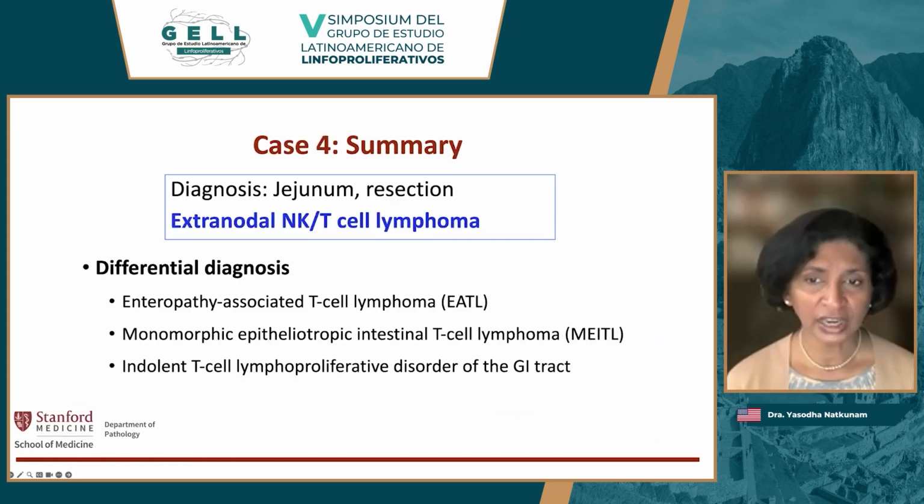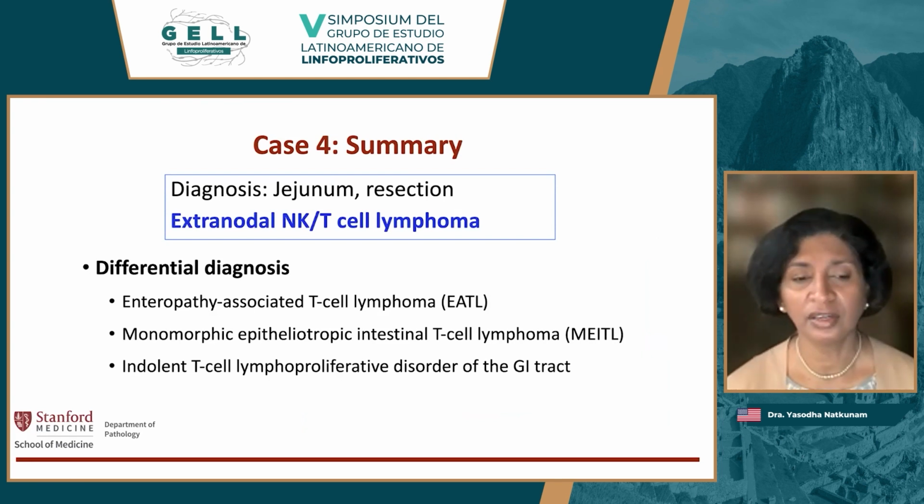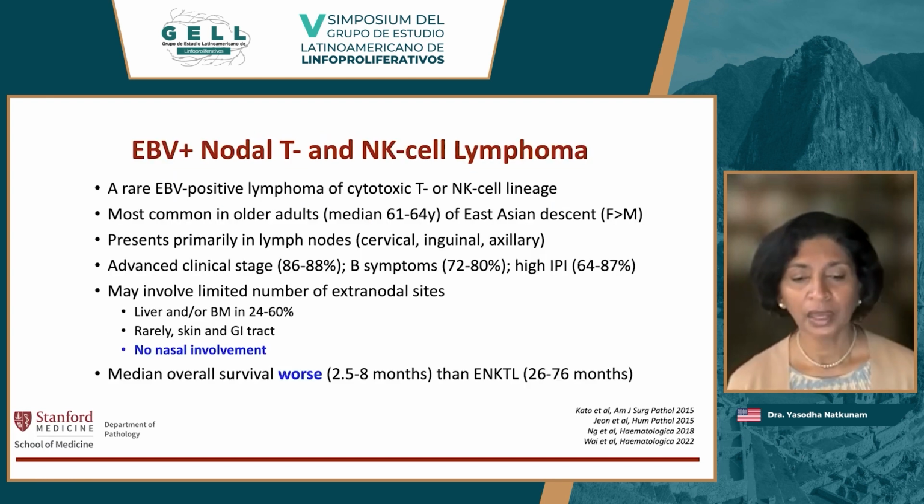And the differential diagnosis in this case are other lymphomas that occur in the GI tract, like enteropathy-associated T-cell lymphoma, which is associated with celiac disease, monomorphic epitheliotropic intestinal T-cell lymphoma, and other indolent T-cell proliferations. But all of these would lack EBV, so having that EBV was very important to make the correct diagnosis.